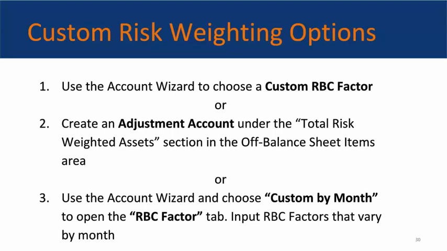First, you can enter a custom risk weight for any account just using the account wizard. Or you can use an adjustment account under the total risk-weighted assets category to make an adjustment in the off-balance sheet area. Third, you can use the account wizard and then set up a custom by month risk weight. Let's take a look at how you do that.